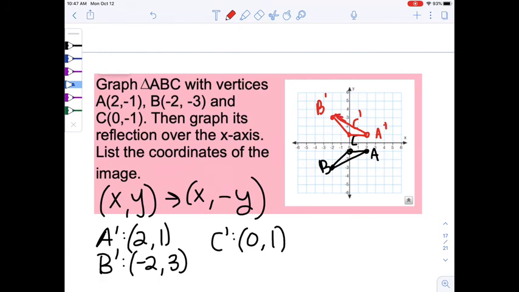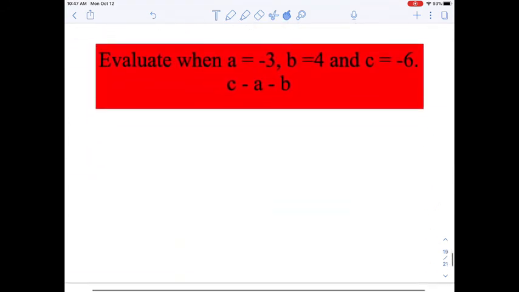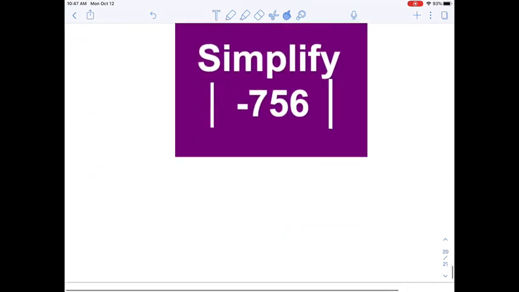And then a good way to double check here is just to think, if we folded this in half on the x-axis, would it line up? And in this case, yes, it would.